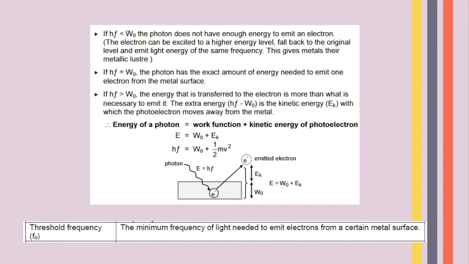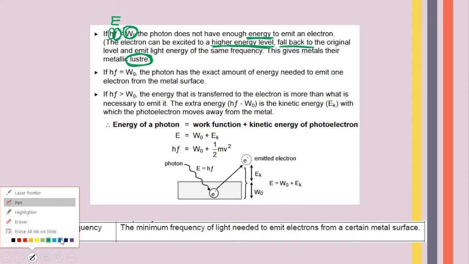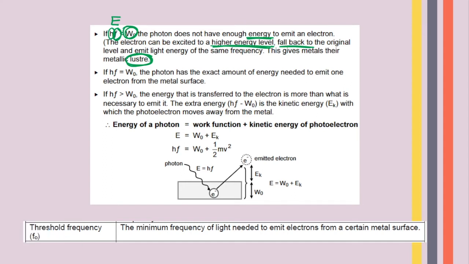Now, if you find that Planck's constant multiplied by the frequency gives you an energy that is smaller than the work function, the photon will not have enough energy to emit an electron. The electron can be excited to a higher energy level, but will quickly fall back to the original level, and it will emit energy of the same frequency. That is what makes metal shine. But the focus here is that if the energy of the light is smaller than the work function, then the electron will not be emitted.